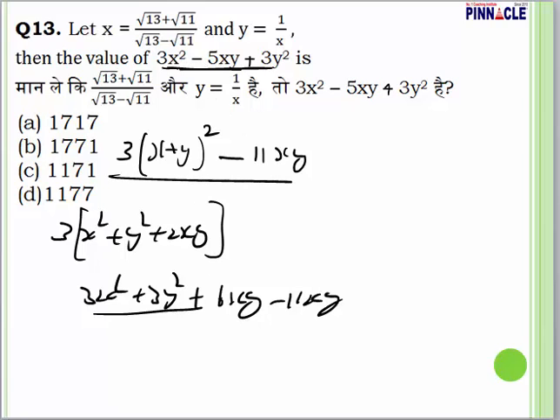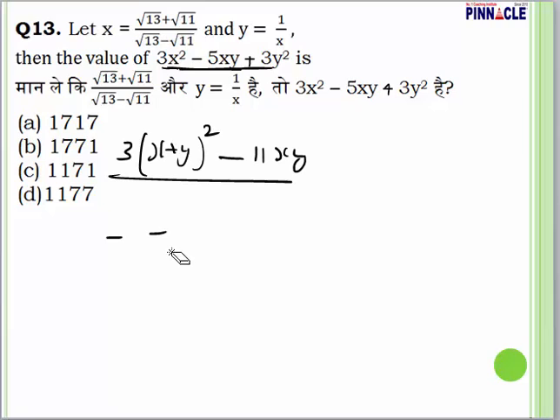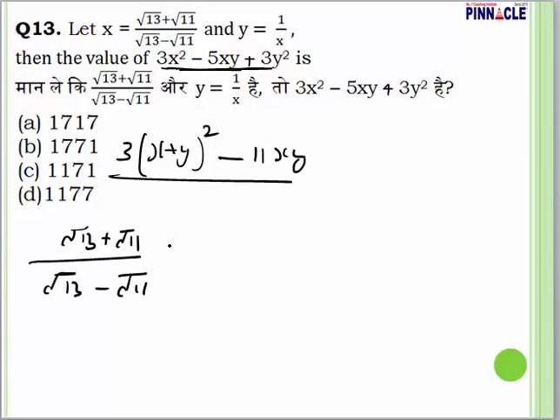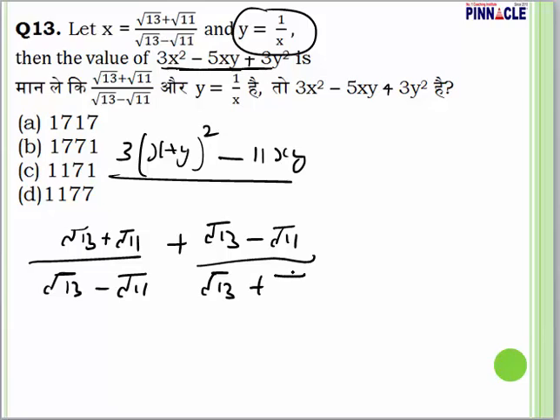Now see, we have to make it in terms of x plus y and x into y. So x plus y would be equal to, x is given as (root 13 plus root 11) divided by (root 13 minus root 11), and y is the opposite of x. So y is (root 13 minus root 11) divided by (root 13 plus root 11).